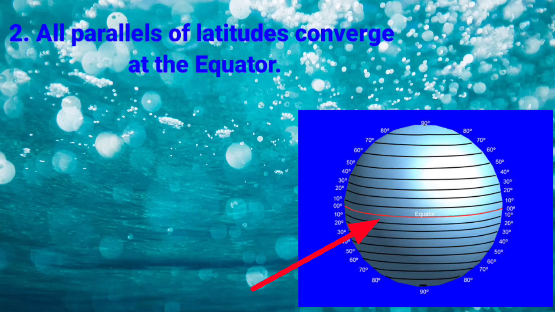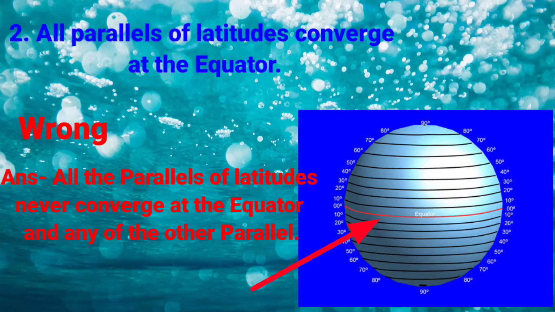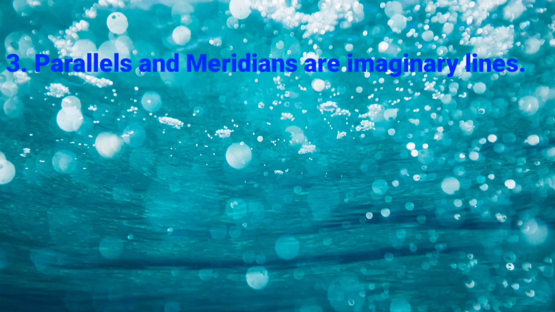So that means this statement is also wrong, and the correct answer is: all the parallels of latitude never converge, at the equator or any other parallel. Question number 3. Parallels and meridians are imaginary lines. This statement is right, so there is no explanation needed for this statement.